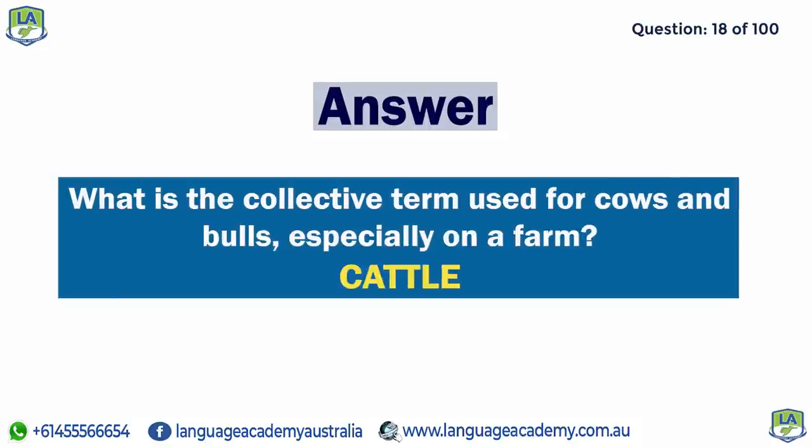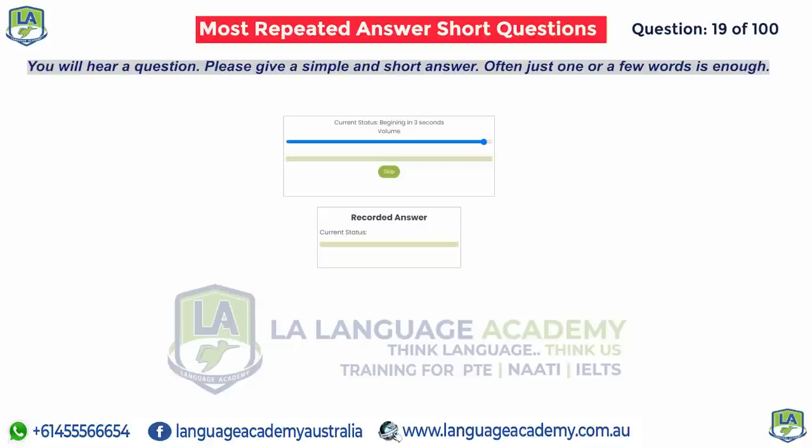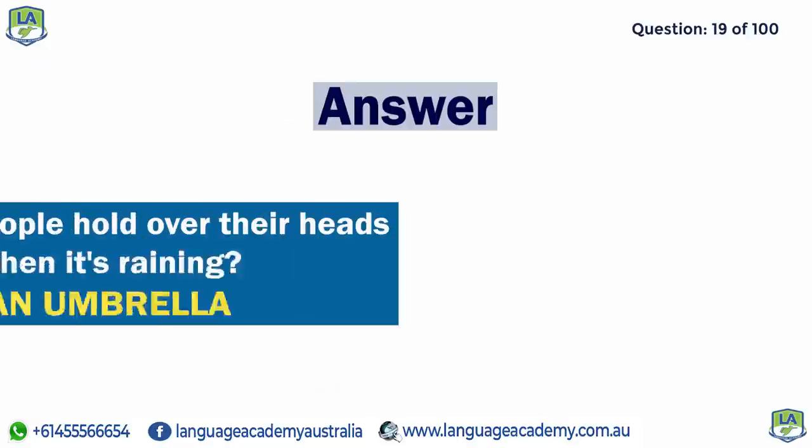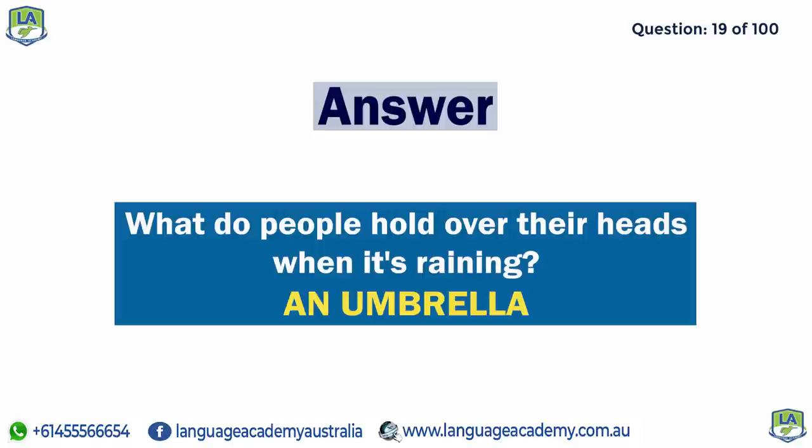What is the collective term used for cows and bulls, especially on a farm? Cattle. What do people hold over their heads when it's raining? An umbrella.